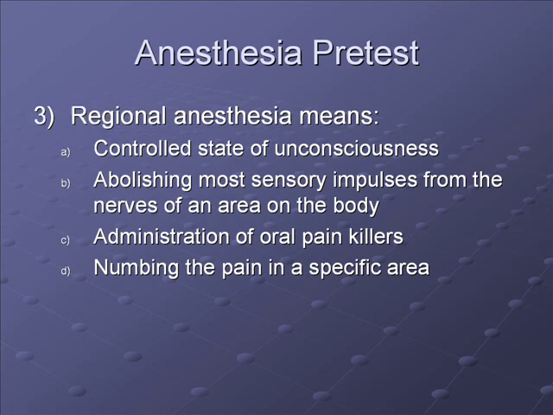Question number 3. Regional anesthesia means A. Controlled state of unconsciousness, B. Abolishing most sensory impulses from the nerves of an area on the body, C. Administration of oral painkillers, D. Numbing the pain in a specific area.